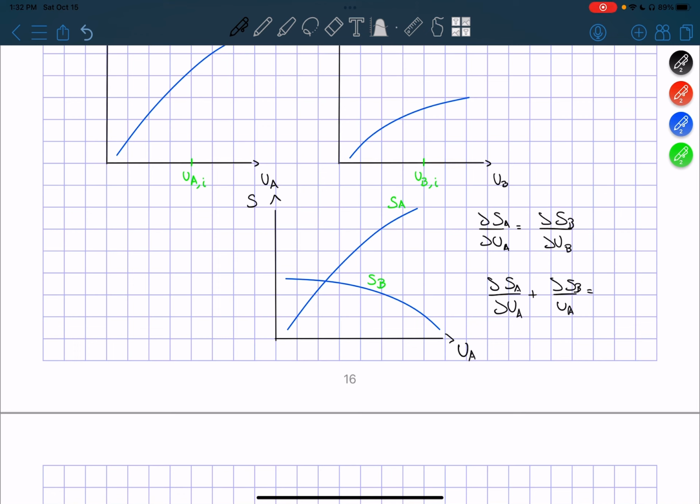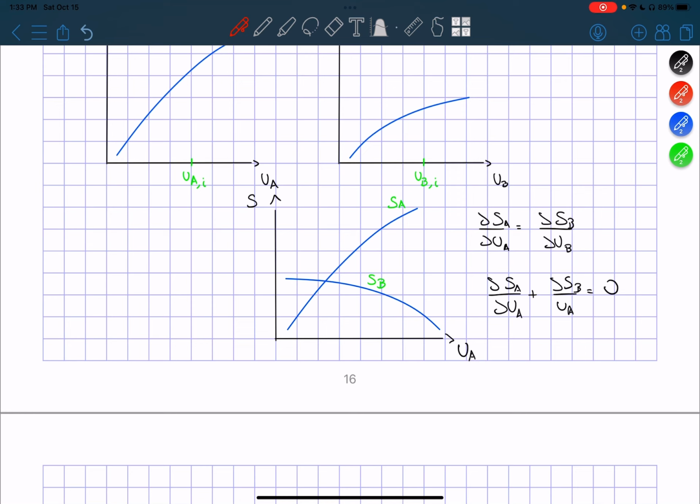So now we have our graph again, exactly like we had in the first part of this chapter. And we have to find a point where the two slopes of S of A and S of B in terms of U of A are the same. Sorry, not the same, they are opposite, and together they are going to be equal to zero.